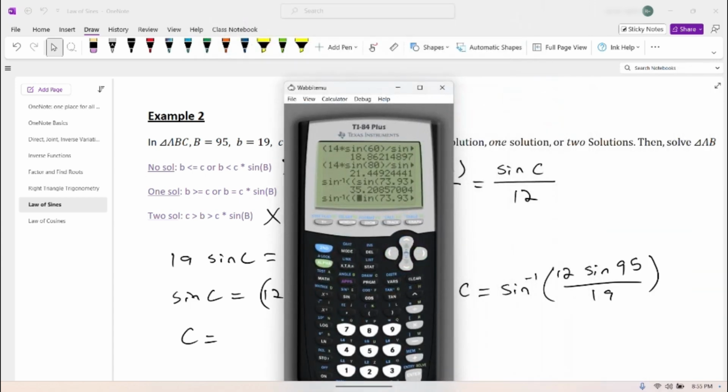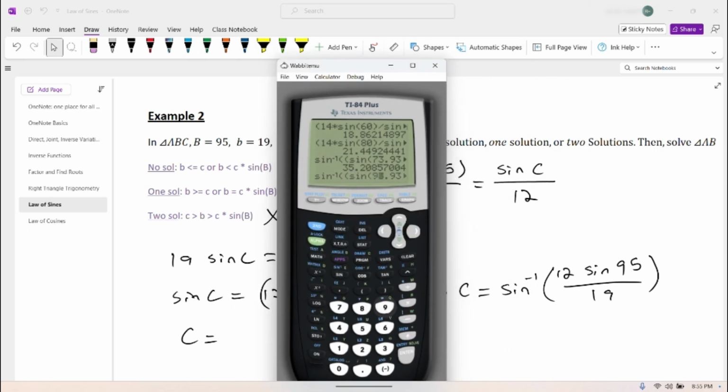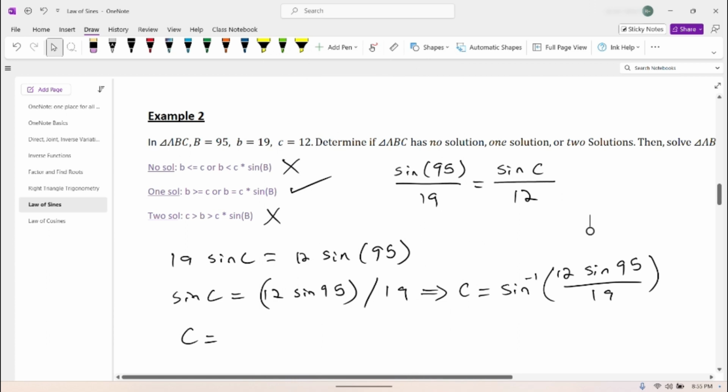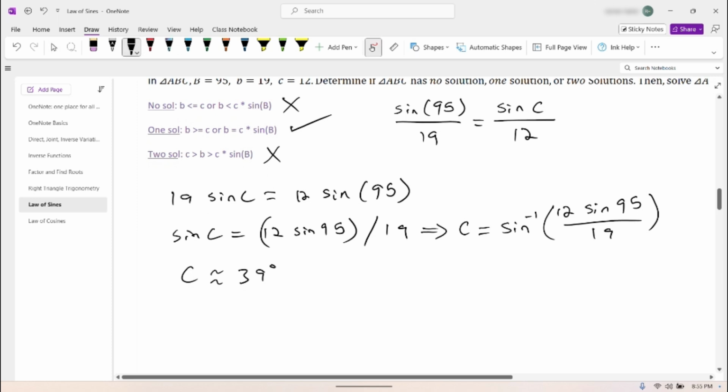So we have inverse sine of, actually put it over here, sine of 95, and then delete all this, times 12, and we need to insert a parentheses there. This is over 19, and then hit enter. So C is approximately 39 degrees. C is 39 degrees. Okay, so now we can solve for A.